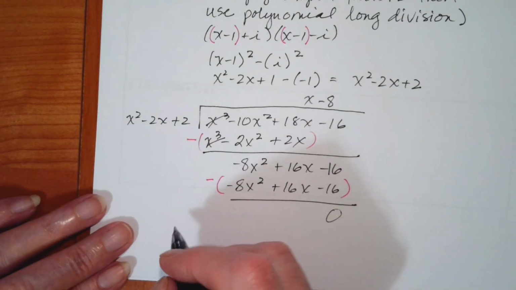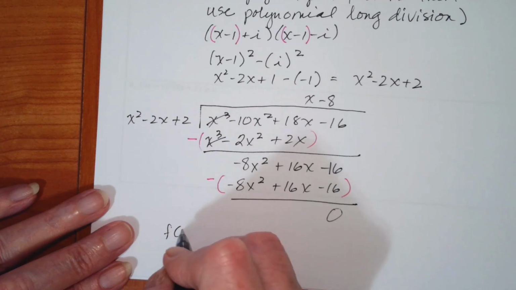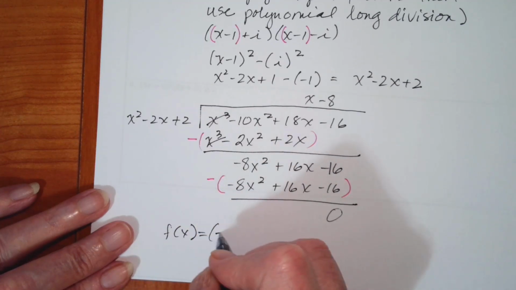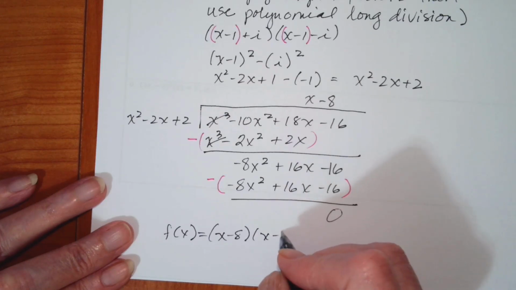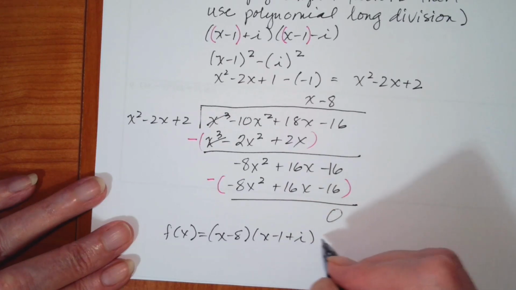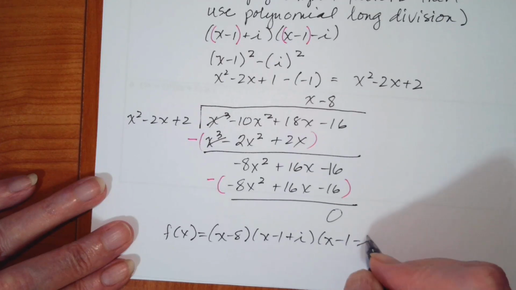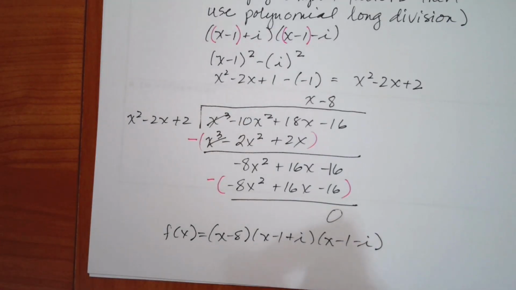So I get exactly the same thing. I get f of x equals (x minus 8)(x minus 1 plus i)(x minus 1 minus i). So either way you do it, and it's a personal choice.